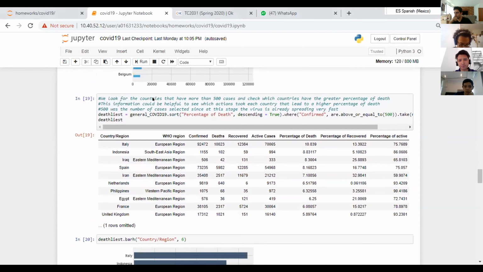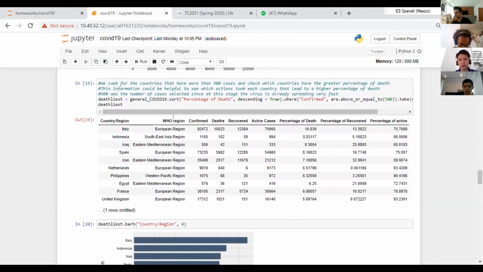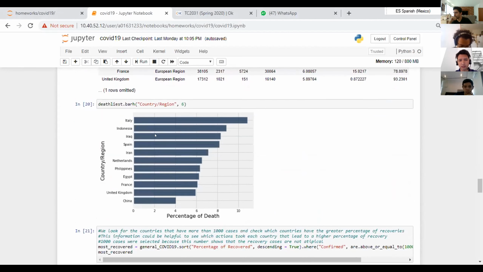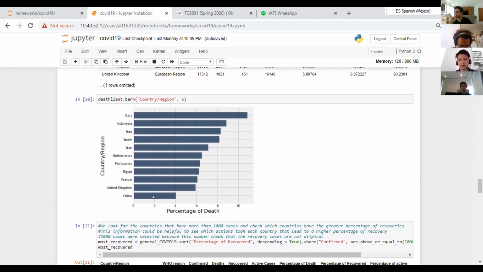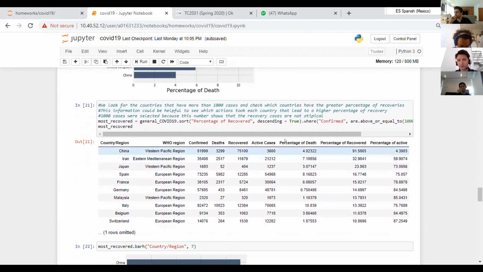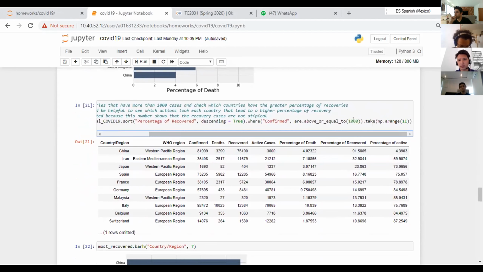And in this case, I sorted the countries that have more than 500 cases and the highest percentage of death. For example, Italy is the first one with 10%. Indonesia, and well, you can see it better in this graph. These are the top 10 with 500 confirmed cases, and the most recovered cases need to be equal to 1,000.